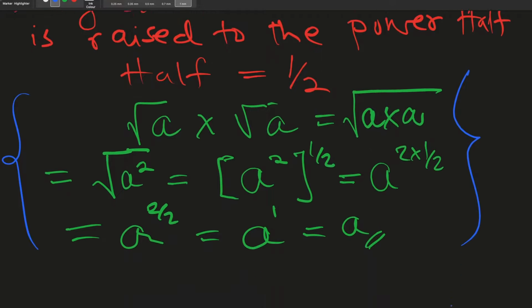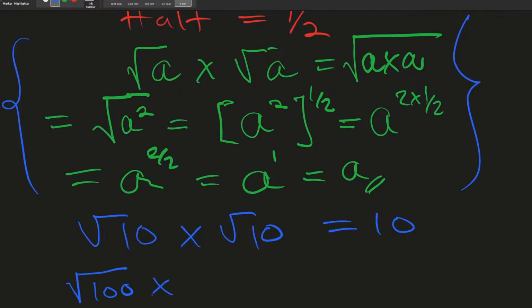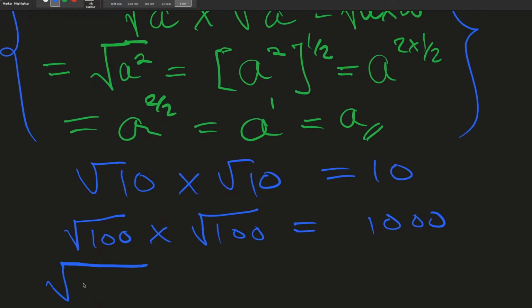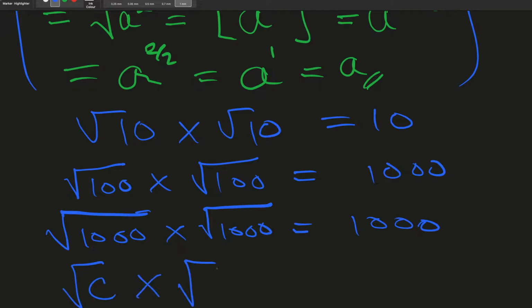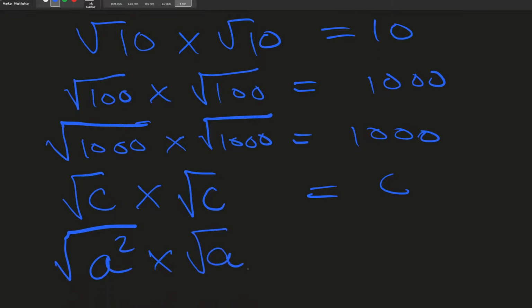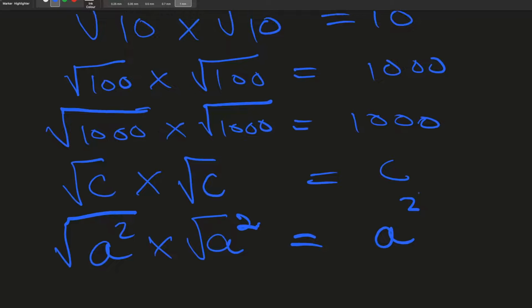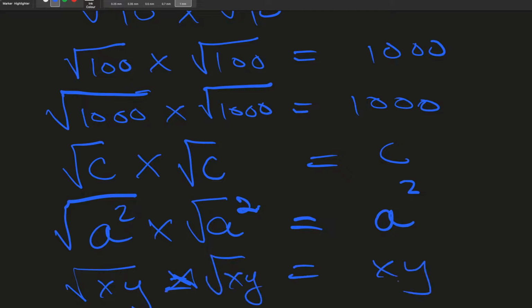Okay? This may be beyond your scope, but if you look at it, it's a very simple analogy. But if you don't want all this complication, then all you need to know is that if I see root 10 times root 10, my answer is 10 because they are identical. If I see root 100 times root 100, the answer is 100. If I see root 1000 times root 1000, since they are the same values, the answer is 1000. If I have root of C multiplying root of C, my answer is C. If I have root of A squared multiplying root of A squared, my answer is A squared. Okay? So that is how it is. You shouldn't be scared. If you see root of xy multiplying root of xy, the answer is xy.